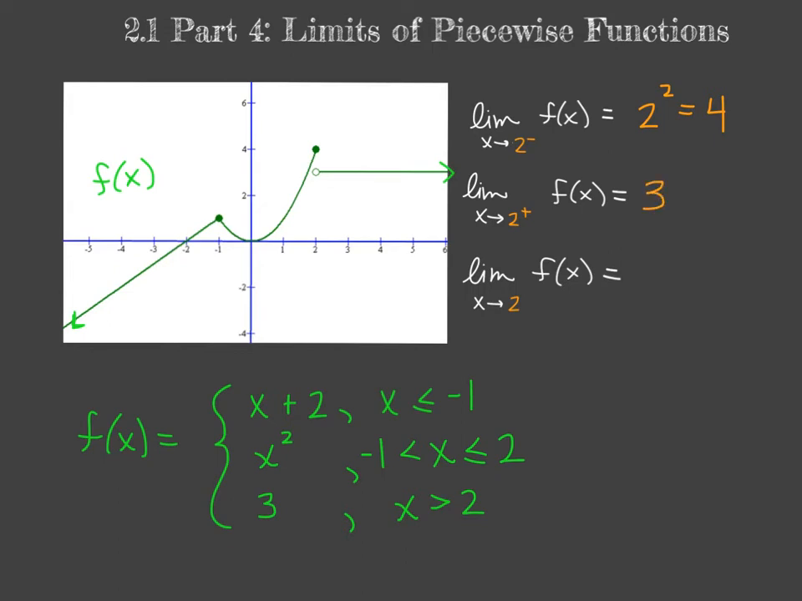Okay, and does that make sense graphically? As we approach 2 from the right, do our y values approach 3? Yes, they do. All right, so what is our overall limit as x approaches 2? It does not exist because the left and the right-sided limits, although they both individually exist, are not the same number. So our overall limit does not exist.